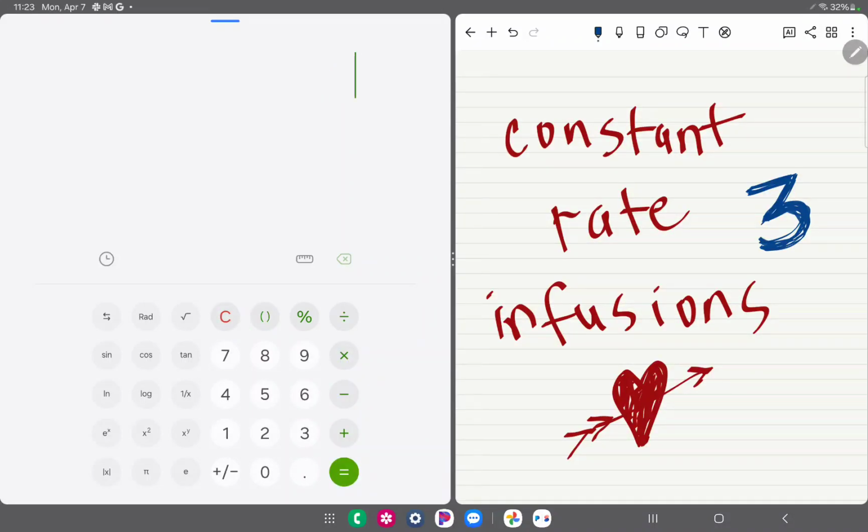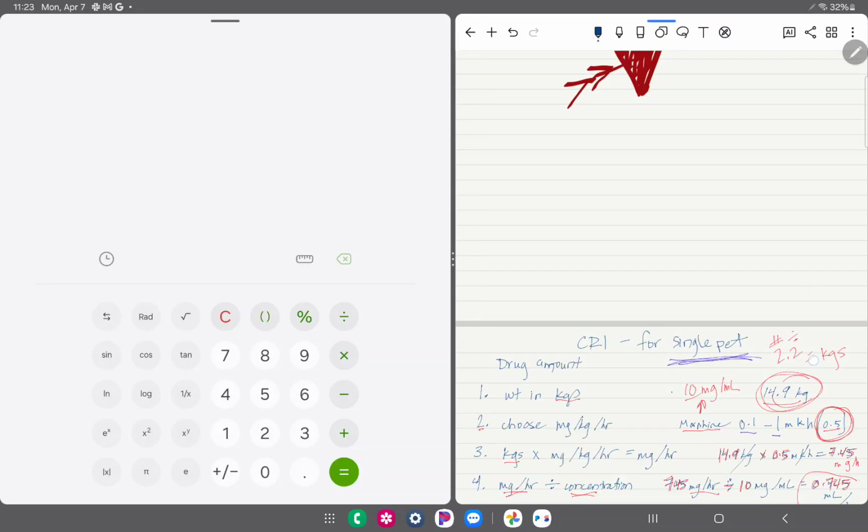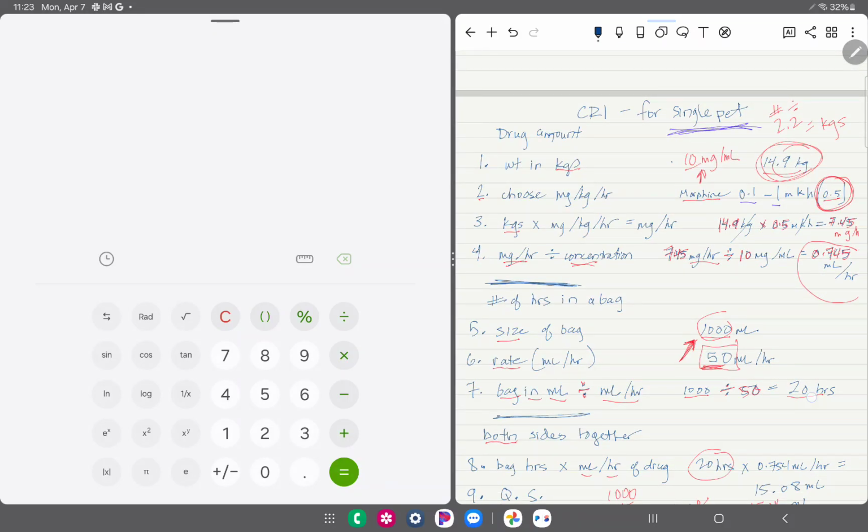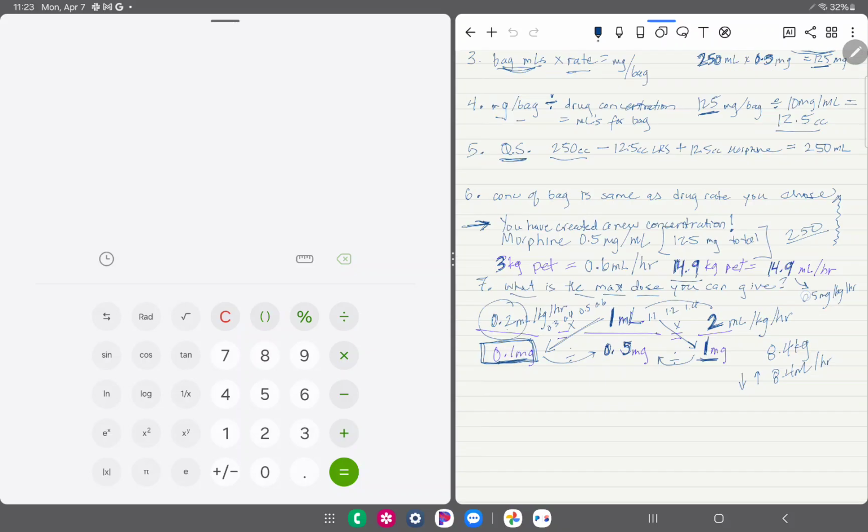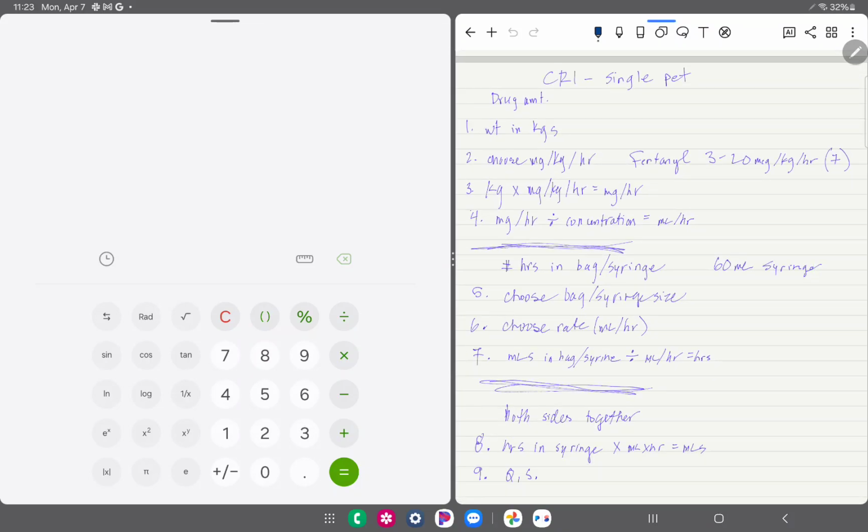Hello again. Constant rate infusions. We're going to go back to the first one for a single pet, but we're going to try it now on a different drug, on fentanyl. And this is all for practice, so that's why we're picking different things.